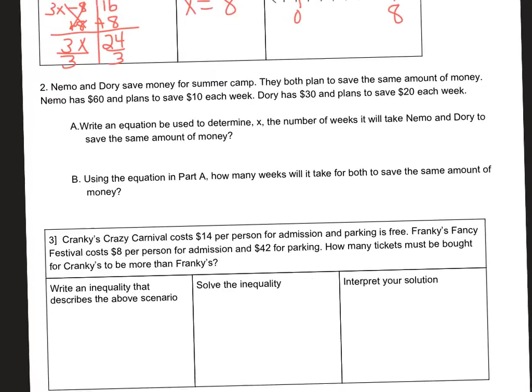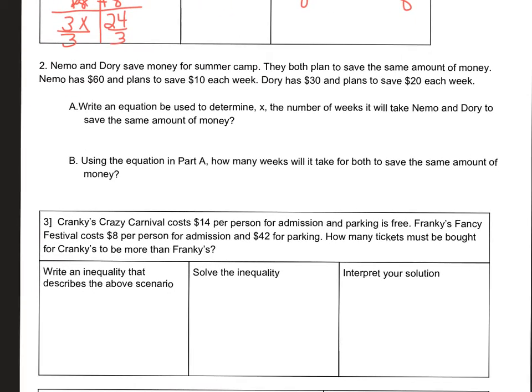Let's go ahead and look at problem number 2. I'm looking at Nemo and I'm looking at Dory. So I want to know if they both plan to save the same amount of money. Nemo is starting with $60 and plans to save $10 each week. And Dory has $30 and plans to save $20 each week. So I need to write an equation to determine the x, the number of weeks. There you go. That's where your x is. That it'll take Nemo and Dory to have the same amount of money.